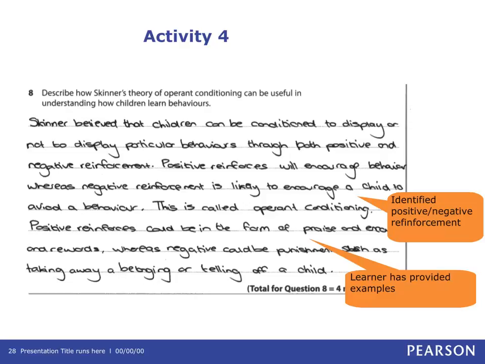Question 8. This activity gained a total of 4 marks. The learner has correctly identified positive and negative reinforcement and provided appropriate examples in the form of praise and encouragement to promote positive behavior, and negative, taking away something from a child. Note, although the learner has mentioned punishment, telling a child off, they have stated taking away a belonging.